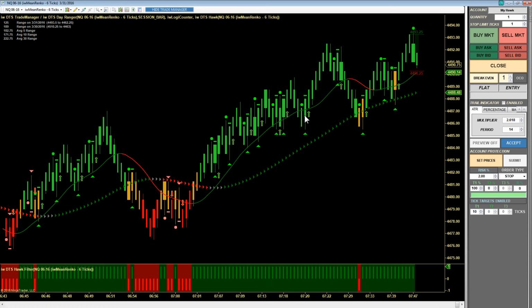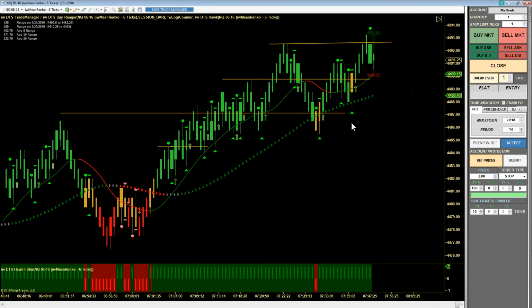Certainly banking your profit when you have it, being all in, all out, really simplifies your trade management, right? There's nothing to managing a trade when you're all in, all out. If we were in this position where we bought here, bought again above there, bought again above here, bought again above here, this is a management nightmare.